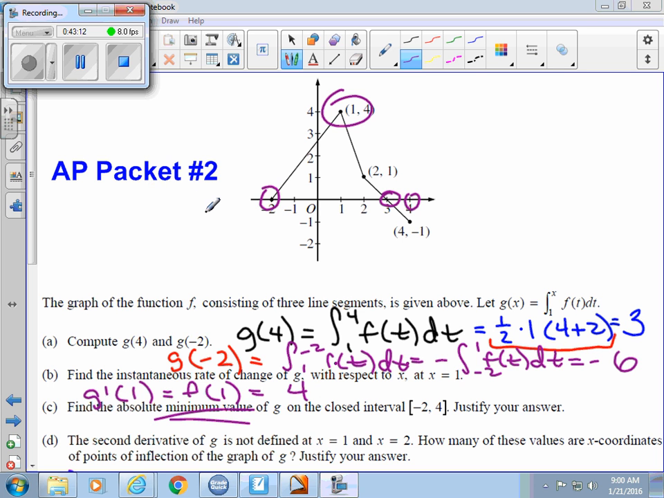But how do we feel about today's stuff? So we revisited the fundamental theorem and did some AP problems. 4 through 8 are due Monday. Those other 9 problems are due tomorrow.